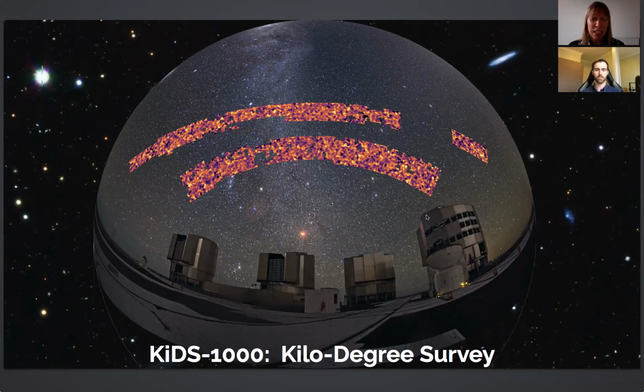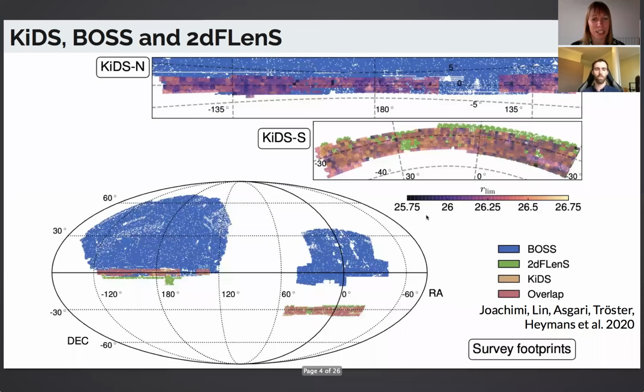KIDS is imaging in 9 bands from the optical all the way through to the near infrared. It was designed for weak lensing, so it takes the absolute best weather conditions on Paranal in order to assemble this survey. But contrary to what this picture would suggest, these 2 stripes are not on the same part of the sky. And so you can see this here on the full sky map. Here's KIDS north is our equatorial region, and KIDS south down here.